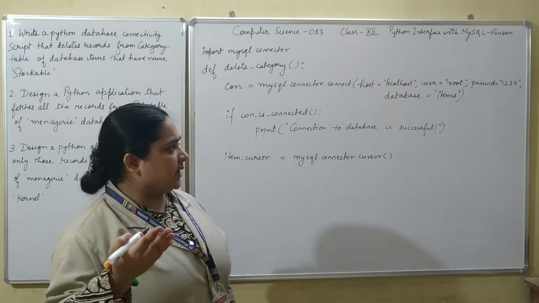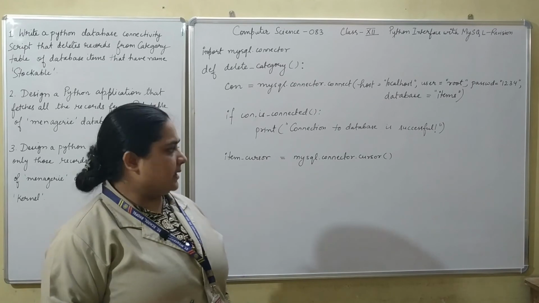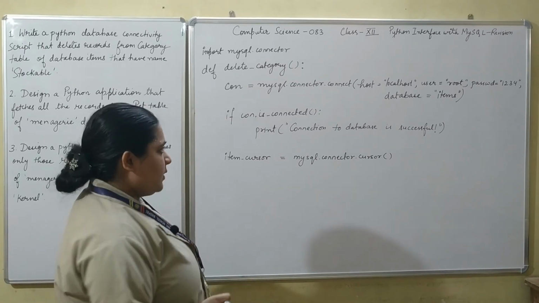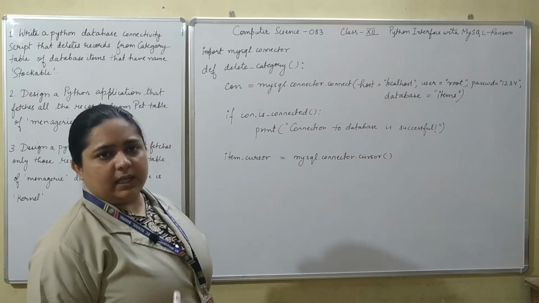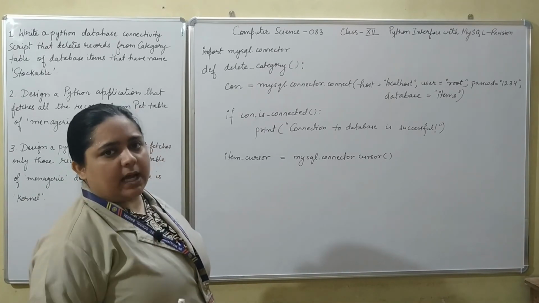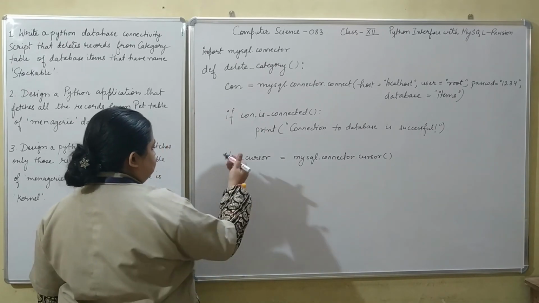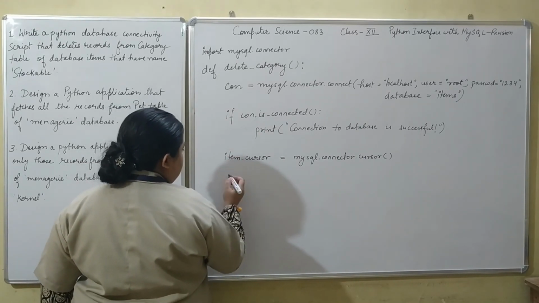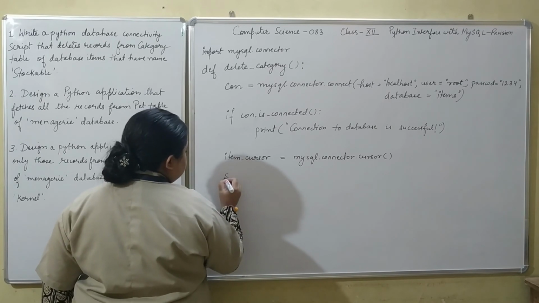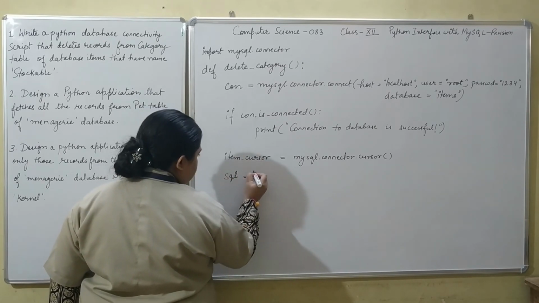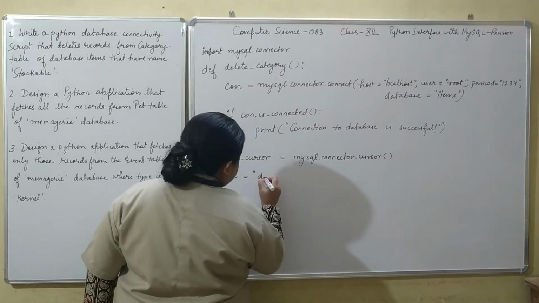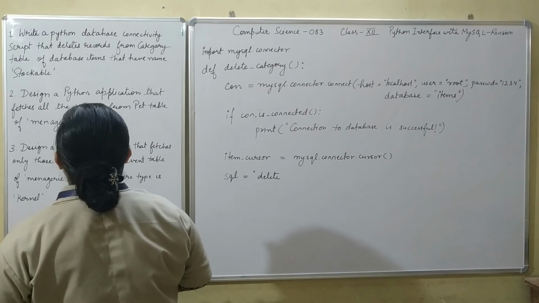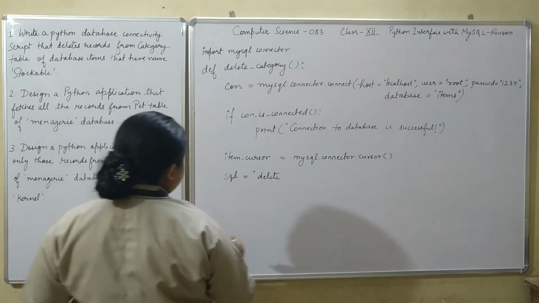Whenever it works with data from the file, it is going to read everything in the form of a list of lists, where individual records will be single list items within the outer list. So item cursor is the cursor, and now I am going to create the SQL command. The SQL command says delete records from category table that have the name stockable.